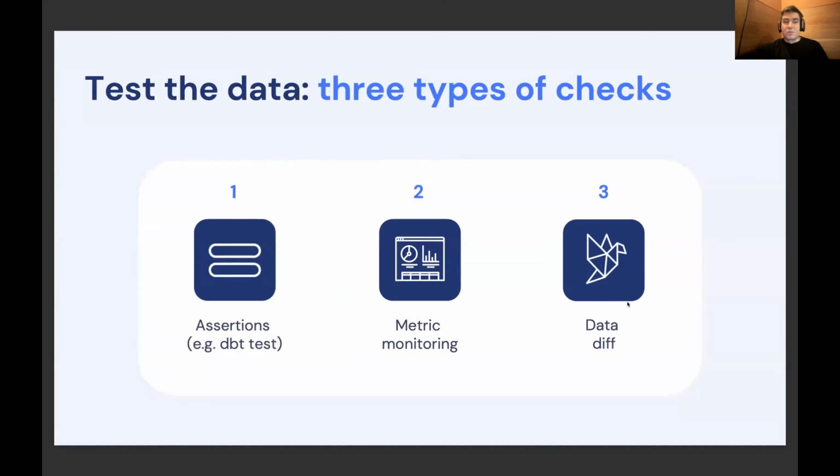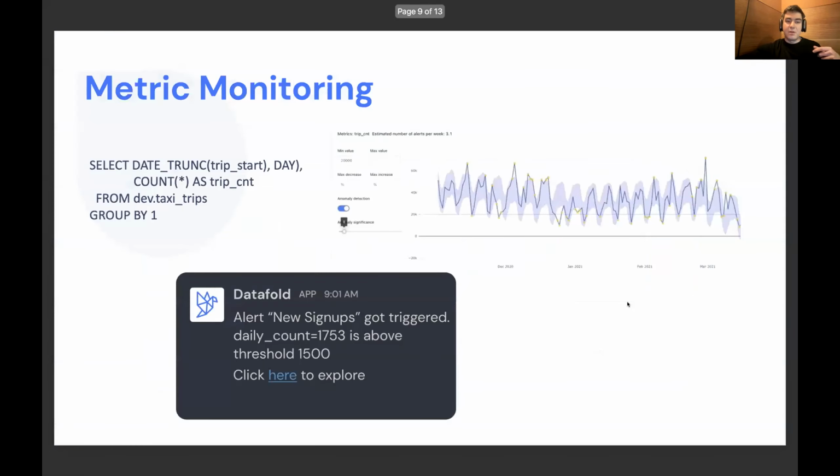Then testing is really a big part of observability as well. dbt offers assertions with dbt tests, and this is a really awesome resource. So you should always write more tests in your dbt environment. But there are also other types of testing which we believe are complementary and also quite important. For example, metric monitoring. Some things are really hard to codify as assertions.